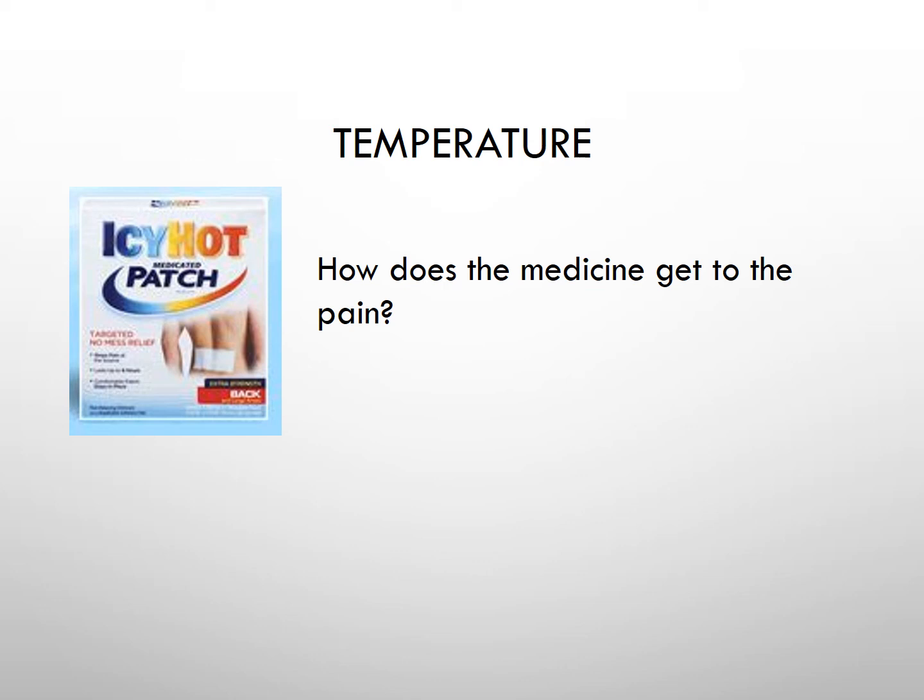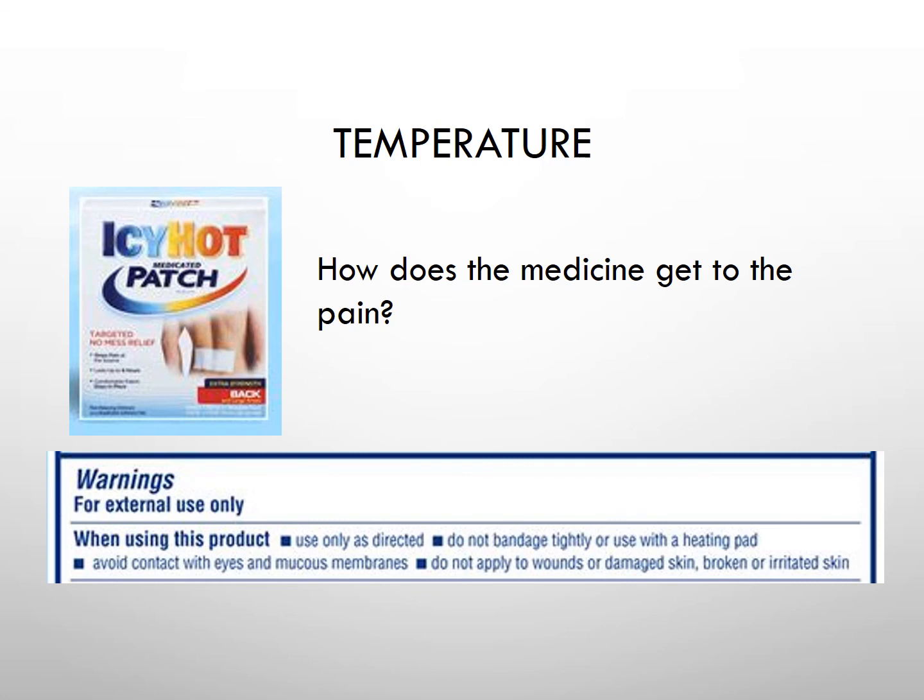And the answer, of course, is diffusion, because the medication is at high concentration in the patch and low concentration at your muscles. And you can even look at the back, and there's some warnings that tell you do not bandage one of these patches tightly or use with a heating pad, which should make sense to you now if you understand how diffusion and temperature interact. If you were to bandage this and make this hot, you're going to increase the molecular motion, which is going to cause the medicine to just move more quickly into your skin, and it could get too uncomfortable too quickly.